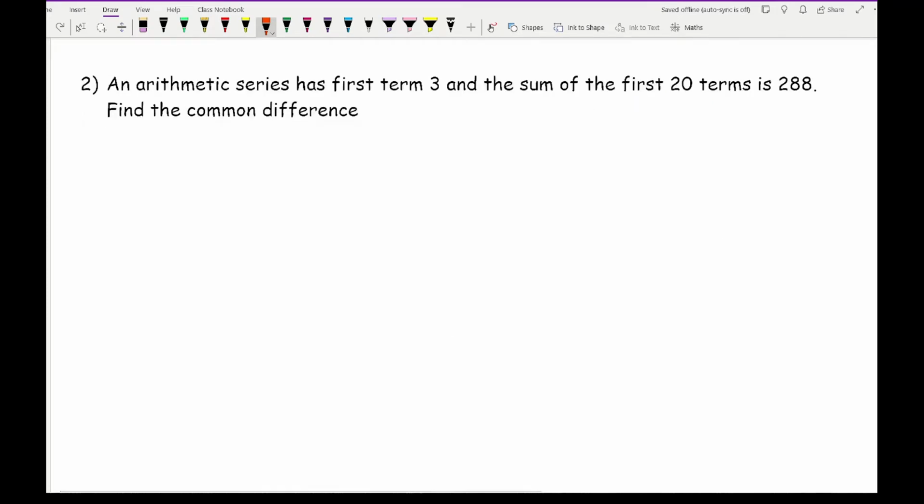Now looking at our second example, the question says that an arithmetic series has a first term of 3 and the sum of the first 20 terms is 288, and the question is asking us to find the common difference. So in terms of reading the information from the question, we can see that a is equal to 3, and we know that S of 20 is equal to 288.